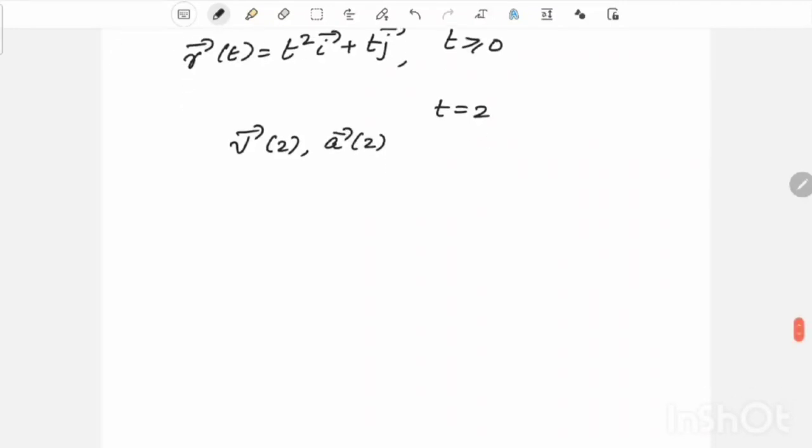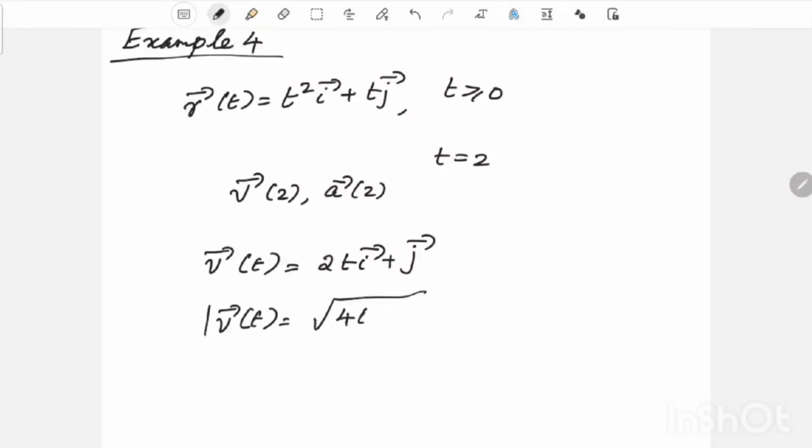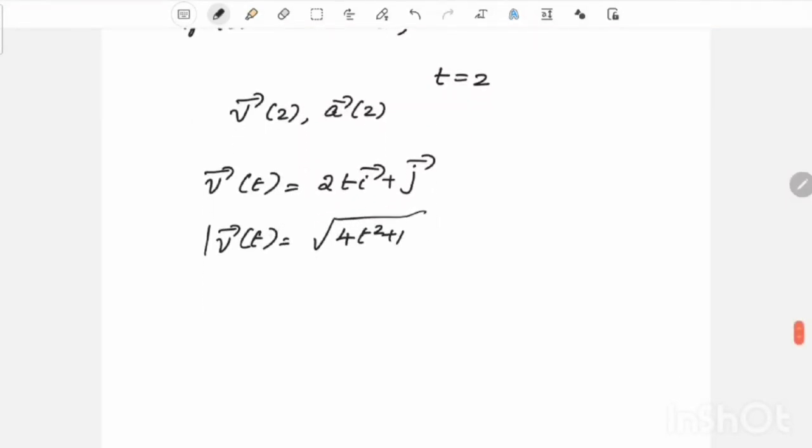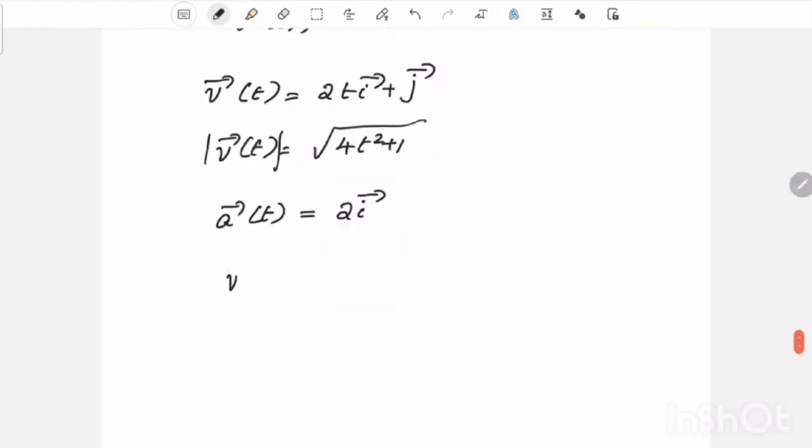So first we want to find v of 2 and a of 2. We have v of t equal to 2t i plus j, and the modulus of v of t is equal to the square root of 4t² plus 1. The acceleration is equal to 2i, v of 2 is equal to 4i plus j, and a of 2 is again 2i.